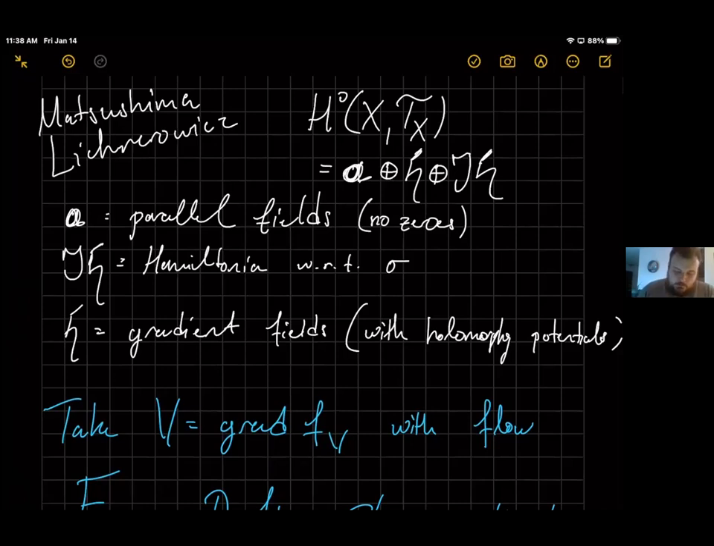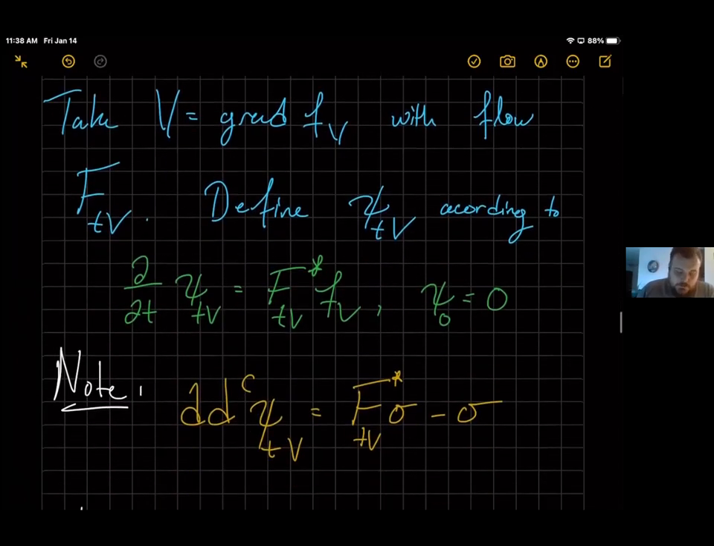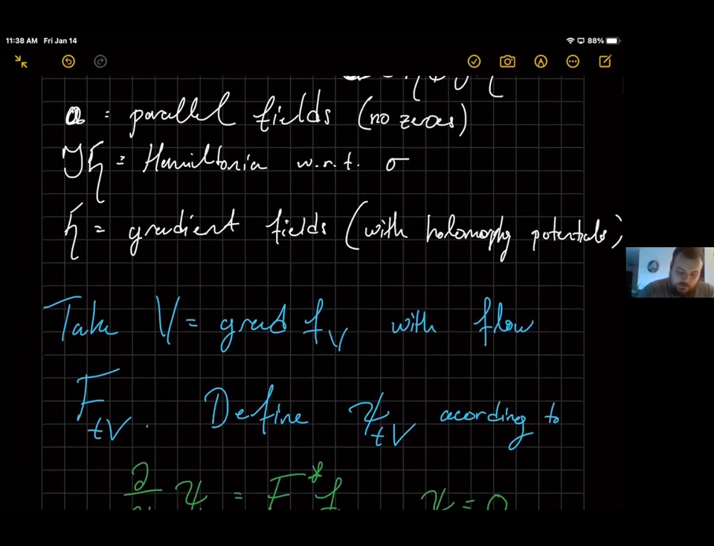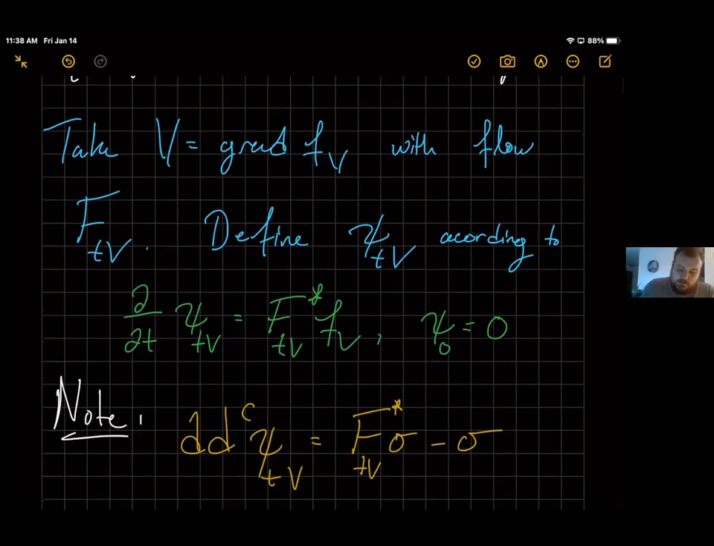So this is all to say that we can actually choose holomorphic potentials in this unique setting of cscK compact. We can choose them such that they are real functions. So I'm going to choose a vector field V, which is the gradient of some function f sub V. And that means V lives in the gradient part. And as a vector field, it has a flow on X, which I will write as f sub tV, for the time t flow of V.